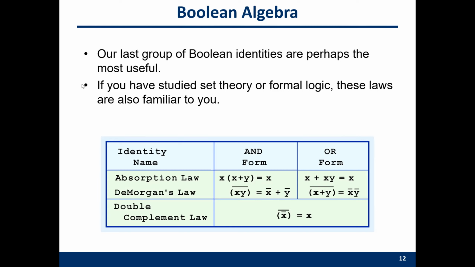And in order to use the one single type of gate, these are also called universal gates. In order to use one universal gate to build all the AND, OR, NOT gates, we need these laws, by drawing a truth table. I will also explain that in the following slide.